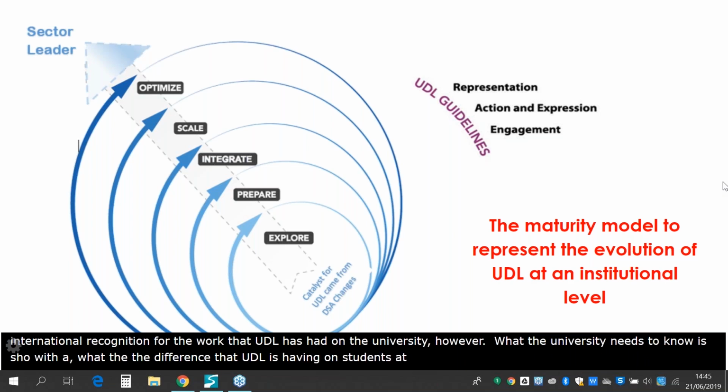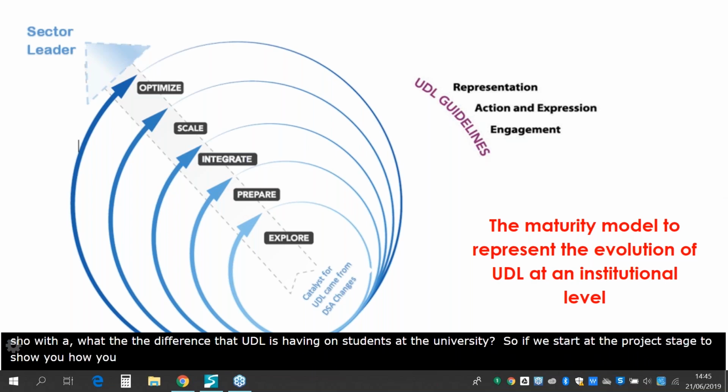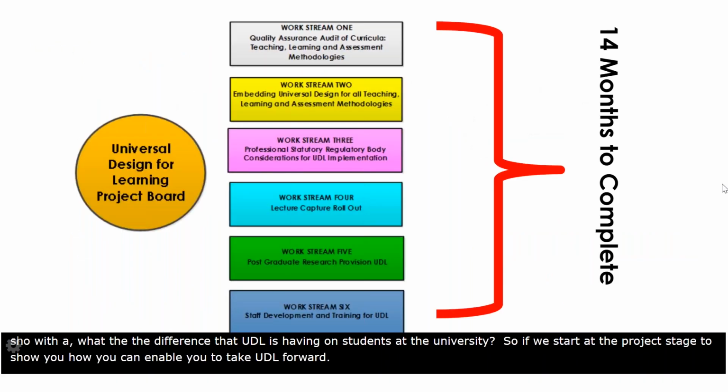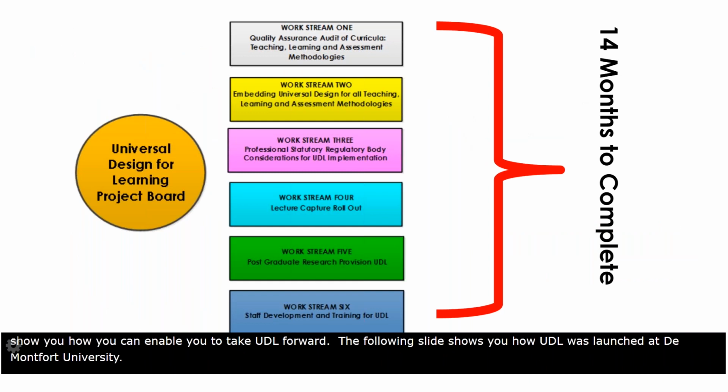So if we start at the project stage to show you how you can take UDL forward, the following slide shows you how UDL was launched at De Montfort University. So first of all, 14 months to complete these 6 elements of the initial exploration of Fisker's model.